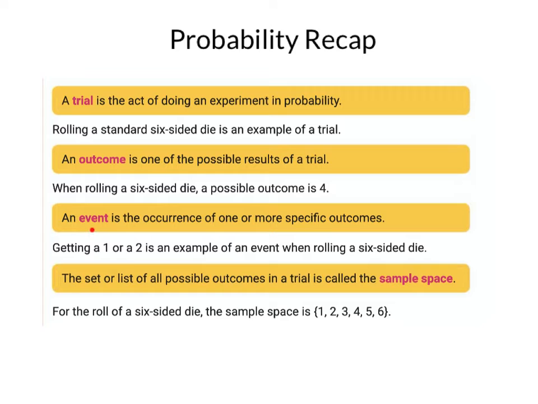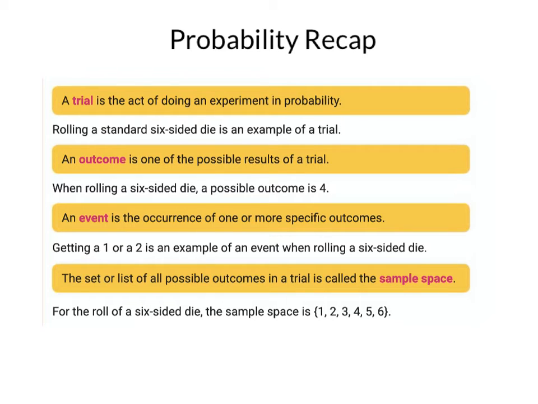An event is the occurrence of one or more specific outcomes. So an example of an event might be rolling a 1 or 2 when you roll the dice. So it's specifically what we're looking for. Say, for example, if we wanted to find the probability of rolling a 1 or 2, then rolling a 1 or 2 would be what we'd call the event that we're looking for.